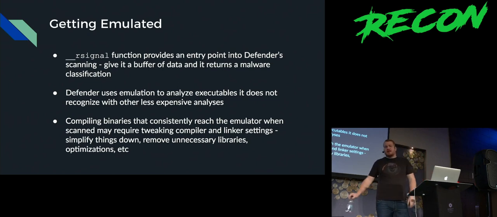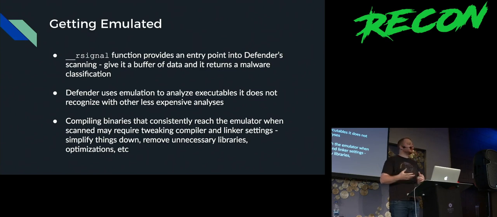And this is a very expensive analysis. This is only going to be invoked on executables that Defender really doesn't recognize and can't classify with other simpler analyses. Building binaries to get consistently emulated is itself a challenge, and that's something I have some more slides on later. But it's not as simple as just creating a PE file and running it. You have to sometimes massage the linker and the compiler, remove fancy instructions, remove links to obscure libraries, and so forth.